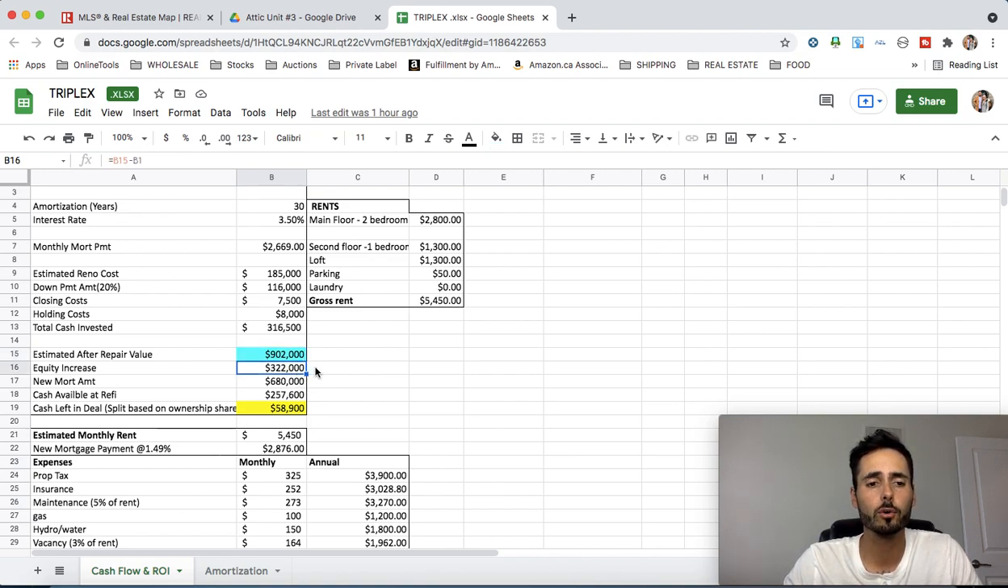So the equity increase at 902, we actually increased the value of the asset $322,000, which is fantastic. We got a new first mortgage on the property for $680,000. We took that, paid off the first mortgage, and the proceeds that were left to come back to us were $257,000. Okay, so we invested $316,000. And within 6 to 7 months, the bank gave us back $257,000. So that basically means that we left in just shy of $59,000.